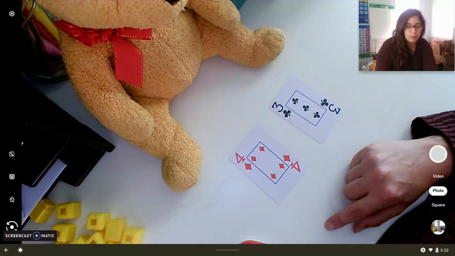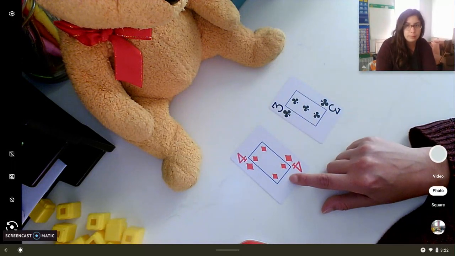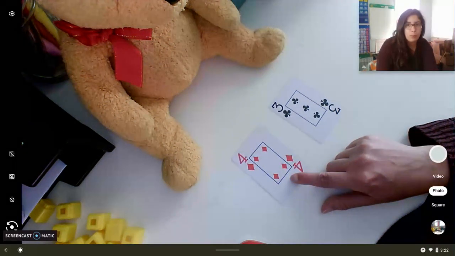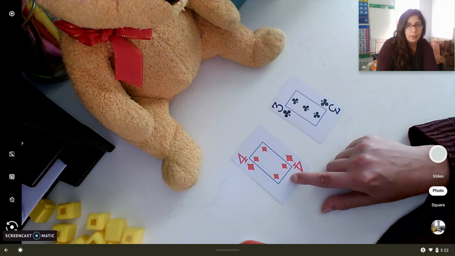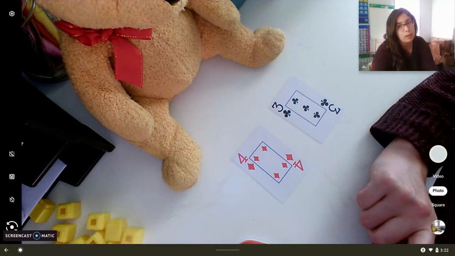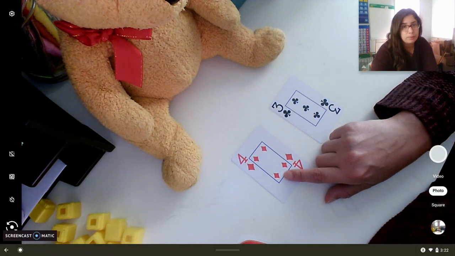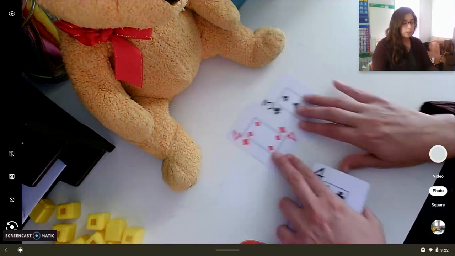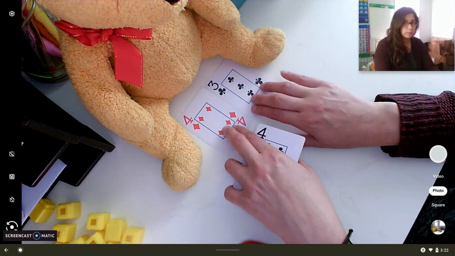I want you to repeat after me. 4 is more than 3. 4 is more than 3. Right? And now let's use it with our fancy math word for more, which is greater. 4 is greater than 3. Good. So we're going to try another couple examples together.